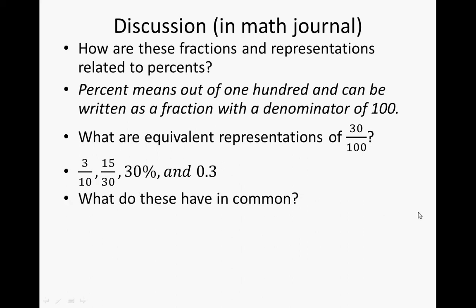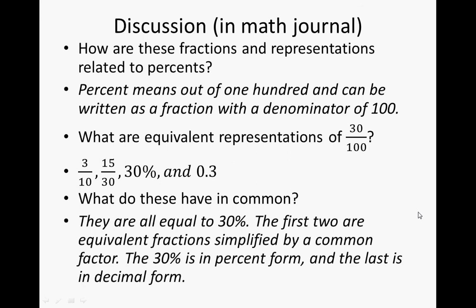So what do these have in common? Well, they are all equal to 30%. The first two are equivalent fractions simplified by a common factor. The 30% is in percent form, and the last is in decimal form.